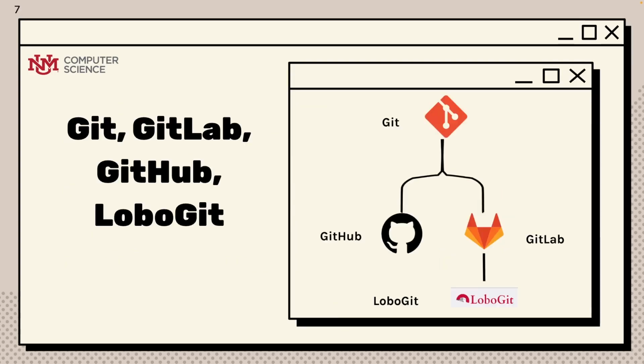Now let's go over the difference between Git, GitHub, GitLab, and LoboGit. Git is a general version control system, while GitLab and GitHub are platforms that host Git repositories with additional features. LoboGit is our GitLab instance at UNM, offering additional functionality specifically for our students. More resources describing these differences can be found in the description below.